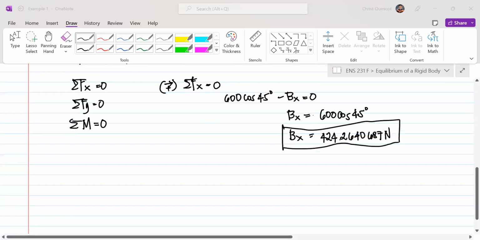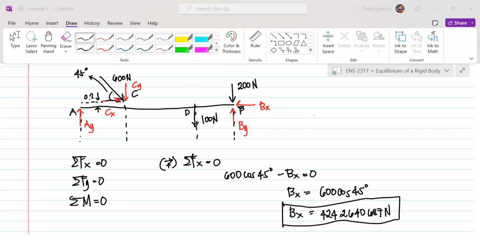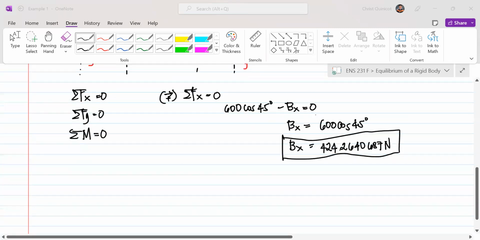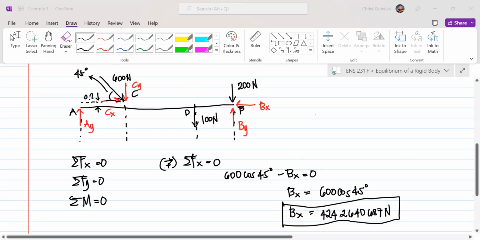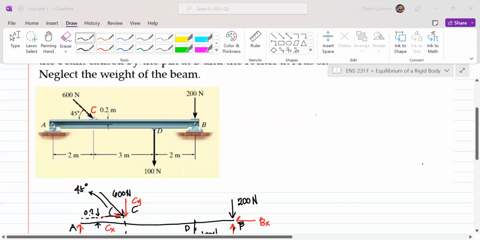Next, like I said, if we do summation of forces y now, we will end up with two unknowns, right? So the next best thing to do would be to move on to the next equilibrium equation. And since we already did summation of forces x, we will now do summation of moment about your chosen point B equal to 0. So we can choose either to do summation at A, at C, at D, or at B.